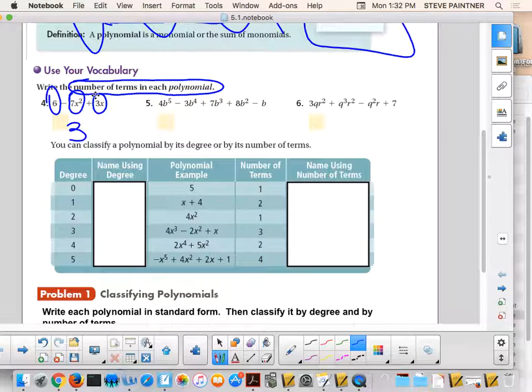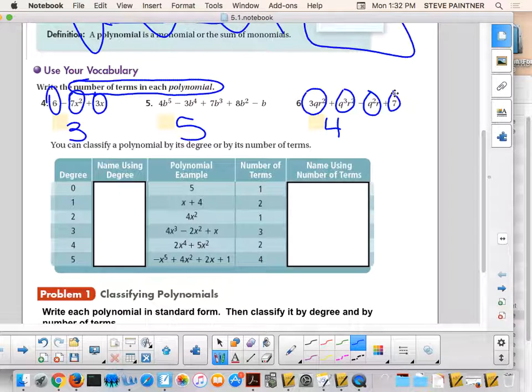The middle one. Gavin, what's the answer? 5. Do you agree? Yeah. Last one. Aaron, what's the answer? He says 4. Is he right? Mm-hmm. That is a term. I know it's really long, but it's all multiplication. So is this, so is that, and so is 7. There's 4.